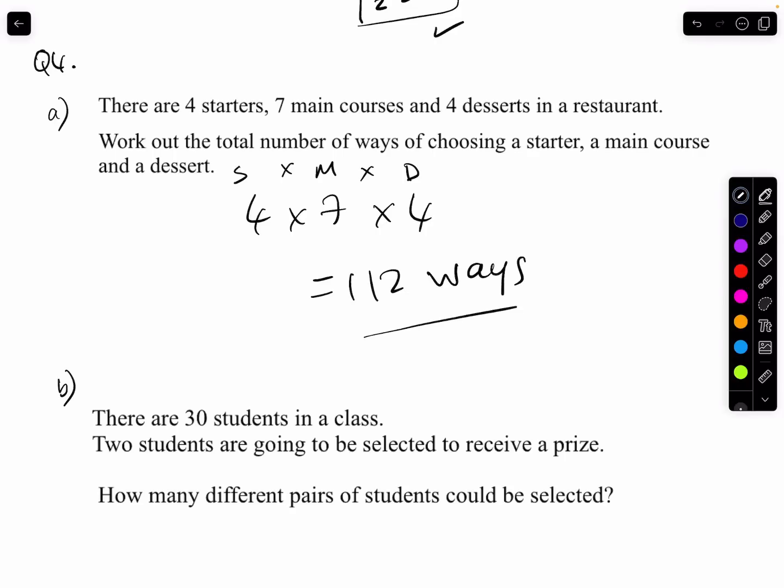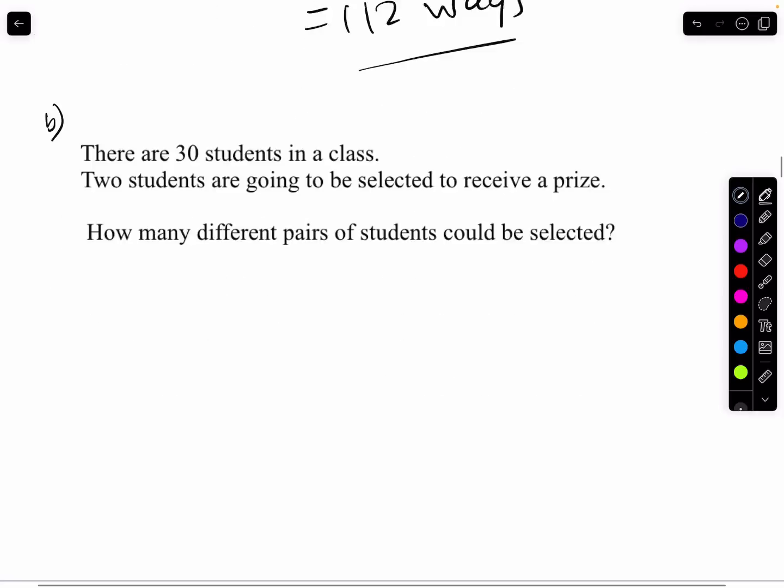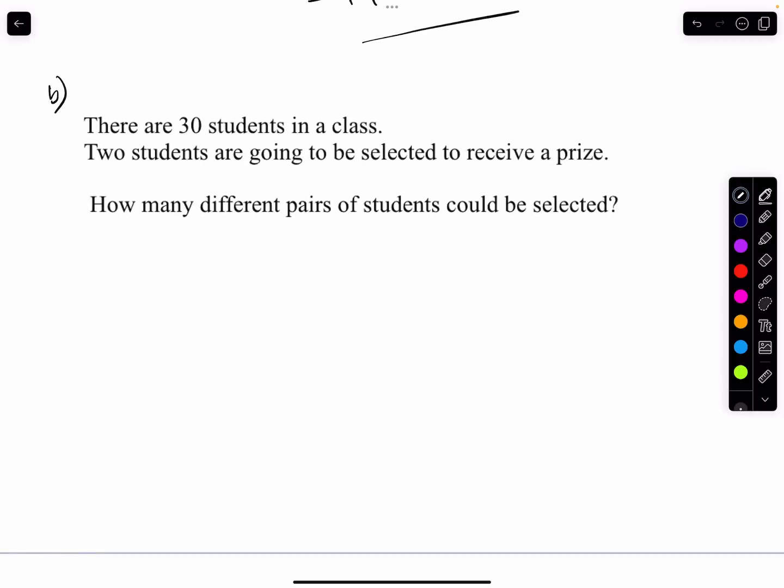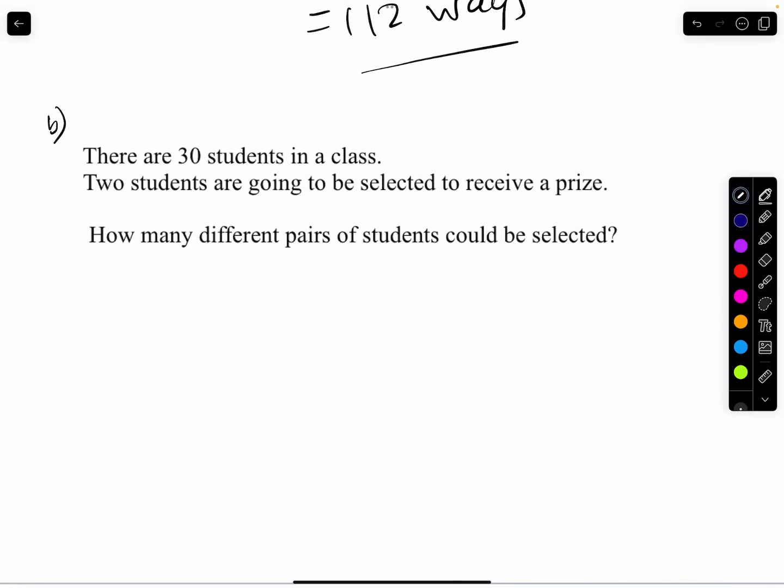Now I've also included this type of question, because sometimes students get confused with this. So I'm going to quickly show you this. So there are 30 students in a class. 2 students are going to be selected to receive a prize. How many different pairs of students could be selected? So you can have the first student there and the second student there.